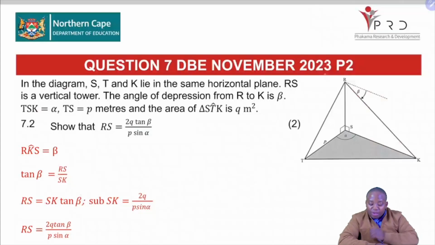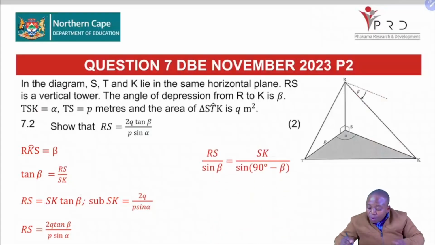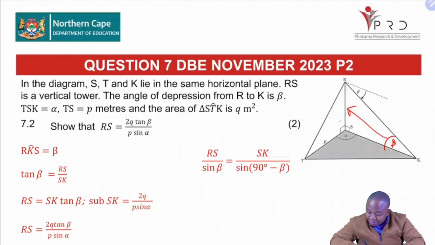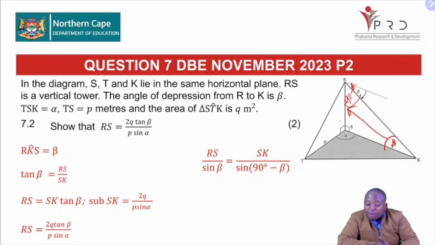Or we can use the sine rule here. How do we use the sine rule? We are going to say RS all over sine beta. Remember, our angle of RKS there is beta. So it's RS over sine beta, equals, we are given SK, remember that. And what will this angle be? It's going to be 90 minus beta, which is our co-interior, or rather, interior angles of a triangle add up to 180. So that's how I'm going to get that angle, which is over SK.